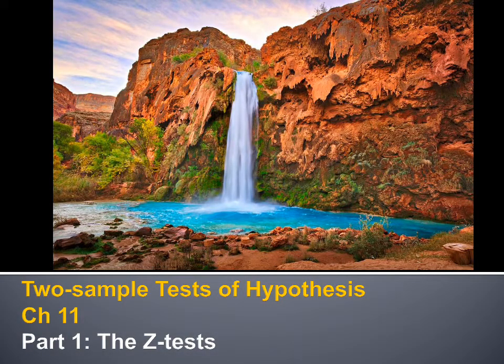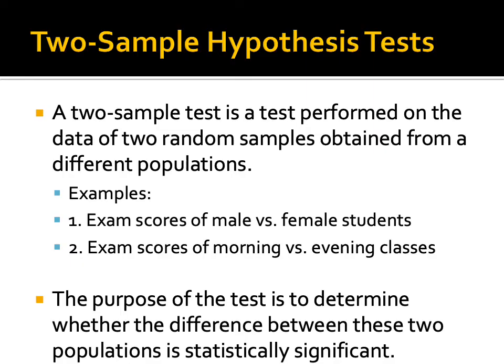Okay, part one of chapter 11. So chapter 11 is all about two sample tests of hypothesis. We will have 5 different tests. In this narrated lecture, we will be only looking at 2 of the types of tests. Specifically, both will be z-tests.